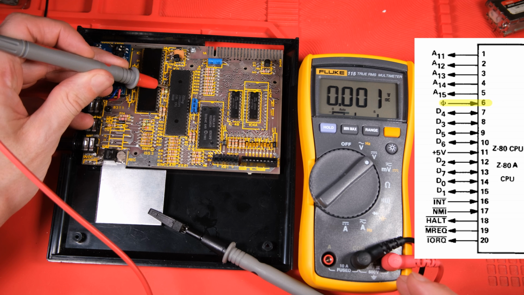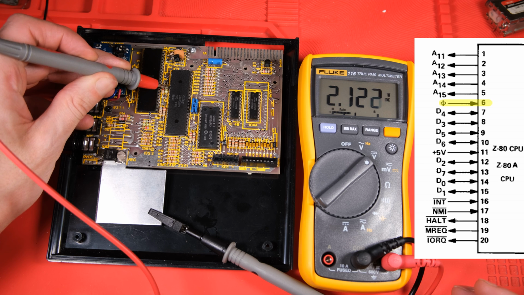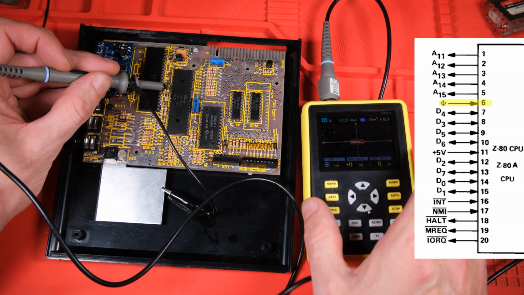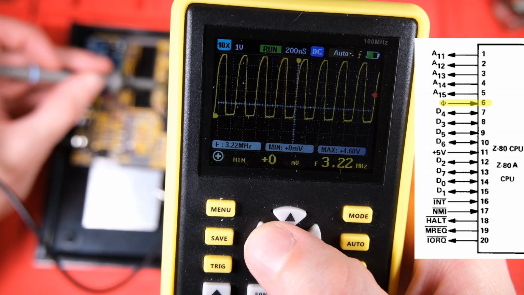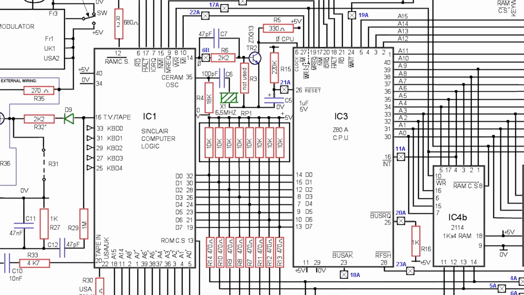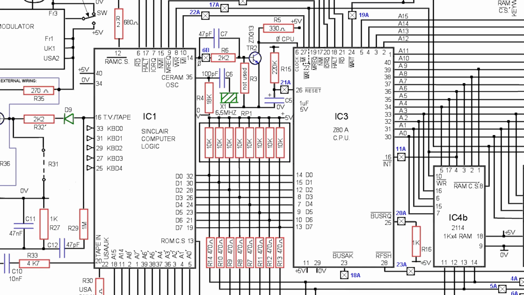I also wanted to check the clock going into the Z80, make sure that it hasn't fallen over and that could be the cause of our problem. The voltage was between 0 and 5, which is right. Let's look under the scope. And it's a 3.22 MHz clock signal, 5 volts high, just about, so no problems there. I wanted to check that because it might have helped me to understand where the fault lies.